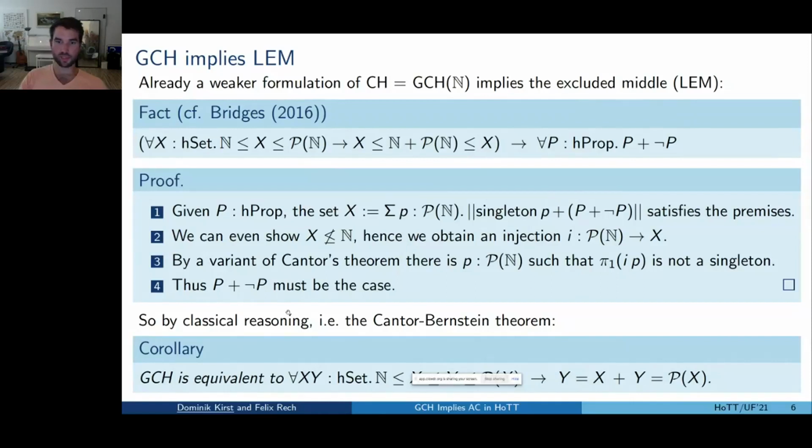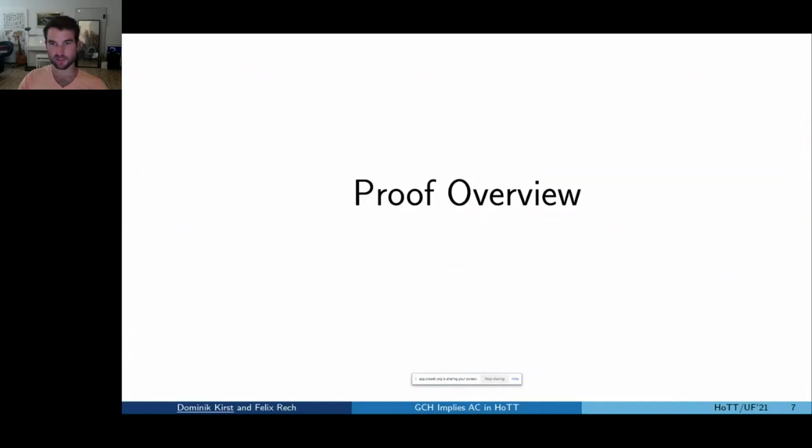Cantor-Bernstein theorem is available, that we could have equivalently formulated GCH even strongly with cardinality equality here, meaning by univalence actual equality. So that's a pretty strong formulation of GCH that would actually be wrong in normal set theory. Okay, so we have now discussed a bit about GCH.